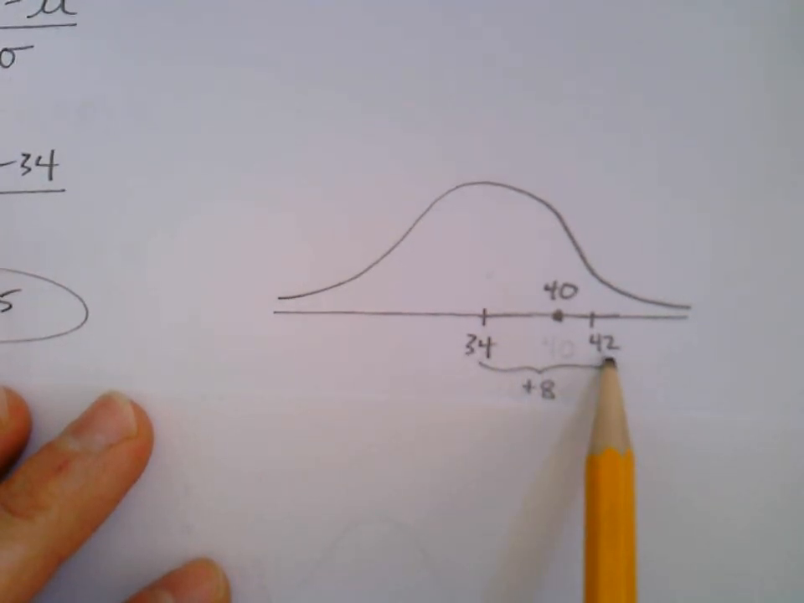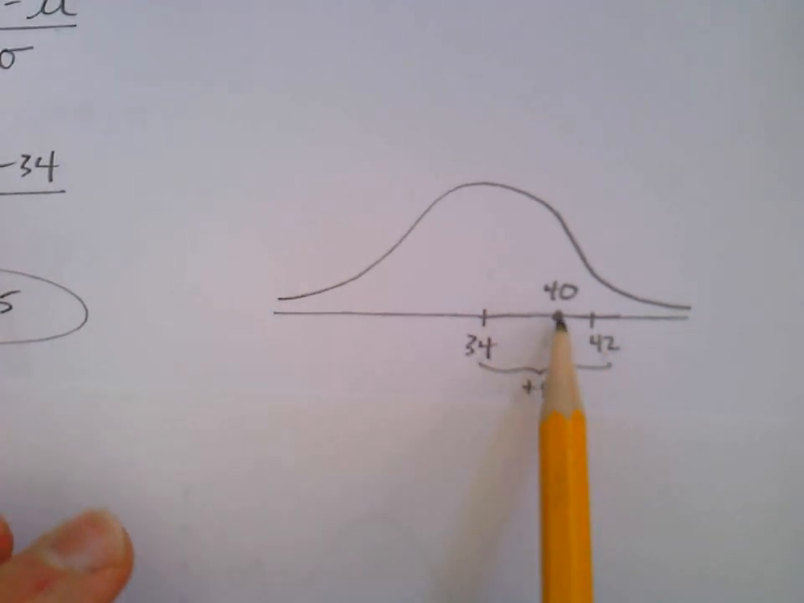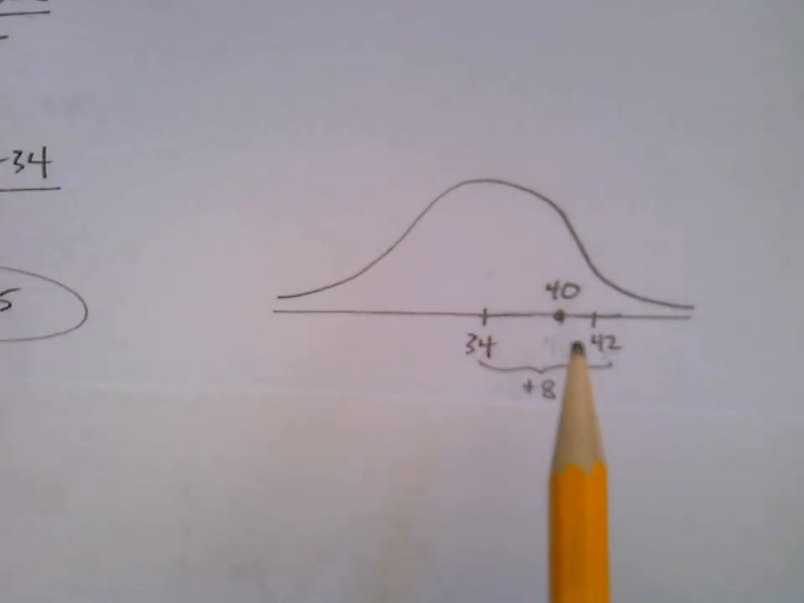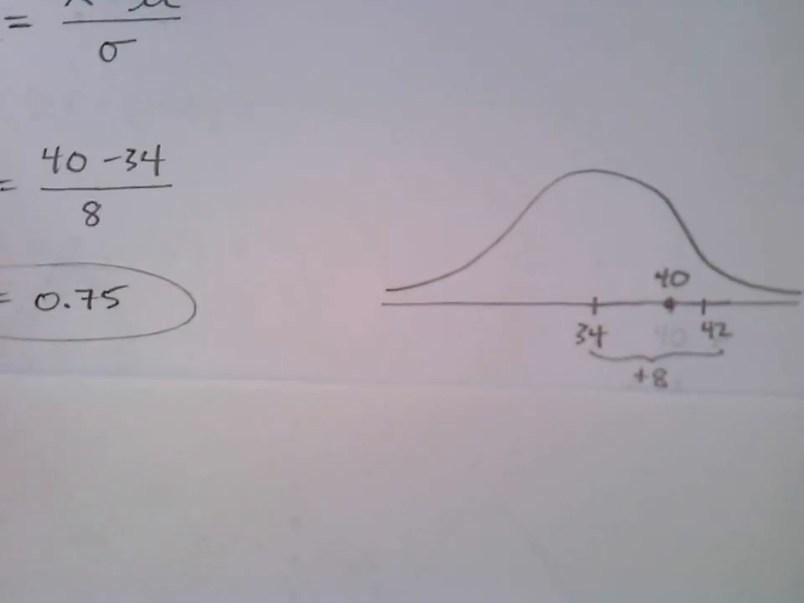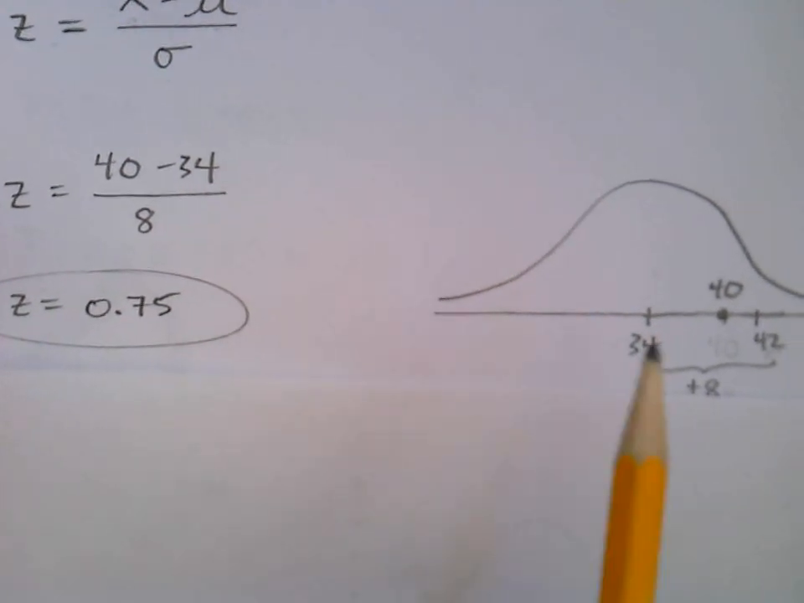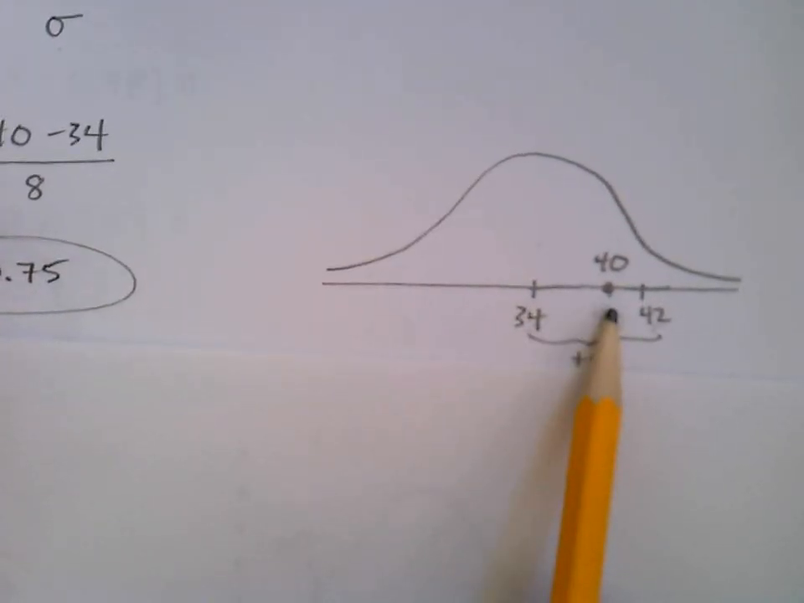One standard deviation up. And the value in question is 40. So what's the z-score there? How many standard deviations is 40? Well, it's not quite 1. It's less than that. And that's what our formula calculated for us. It's 0.75 of a standard deviation above that mean of 34. That's the idea.